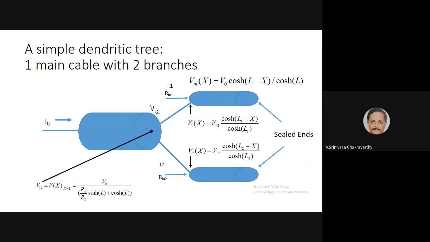Since these have sealed-end boundary conditions, the voltage distribution for this kind of cable is given by the input voltage, in this case V12, times cosh of L minus x over cosh of L. That's a general formula. So for cable 1, it is V12 times cosh of L1 minus x over cosh of L1. That is the first expression. Whereas for cable 2, it is V12 times cosh of L2 minus x over cosh of L2.